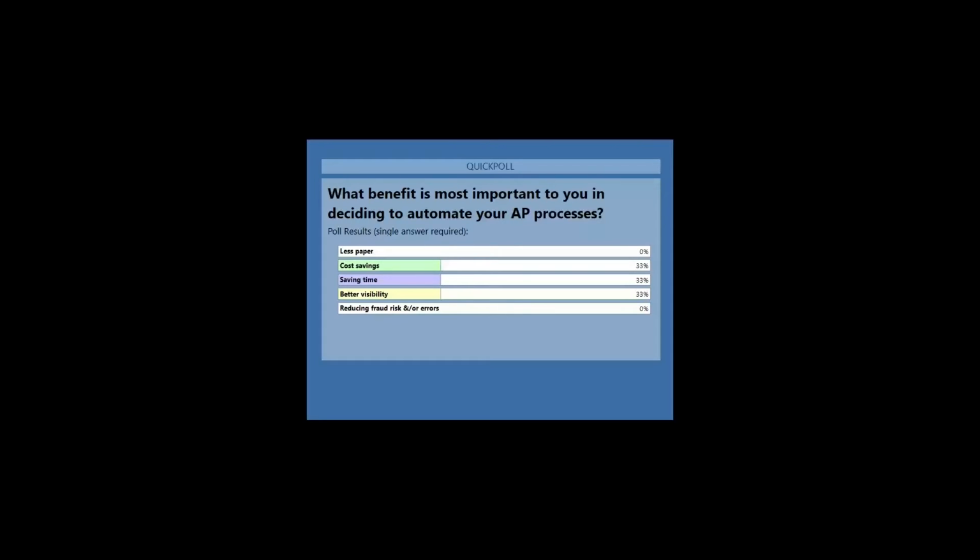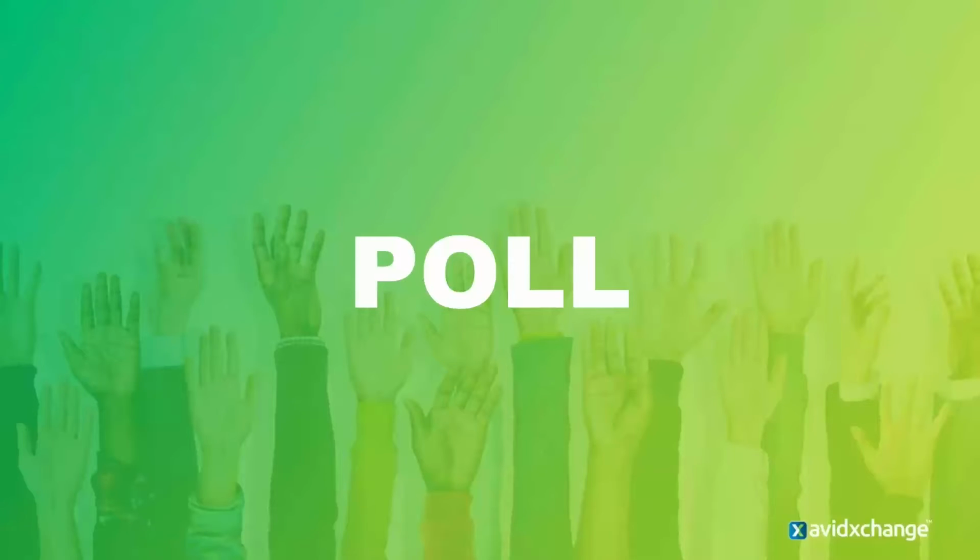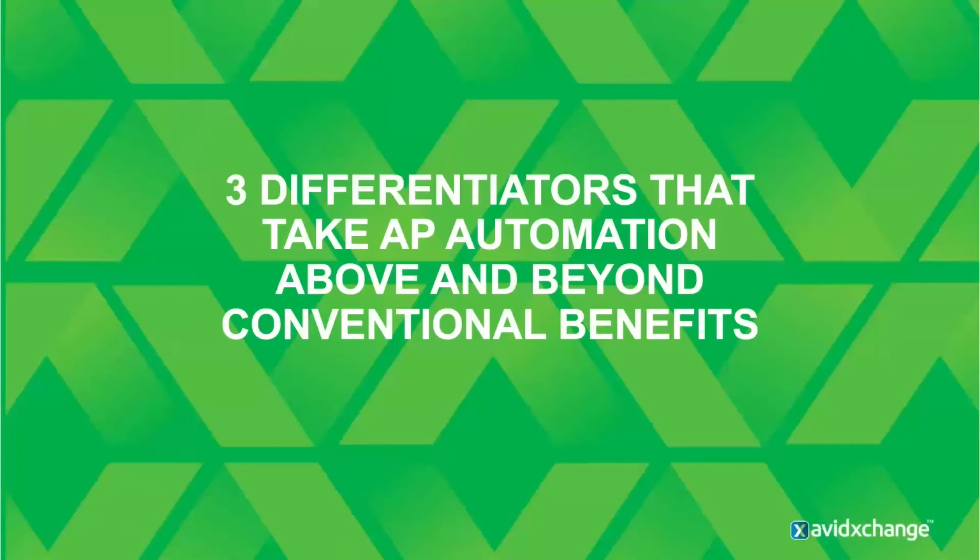It looks like we have about 33% for the cost savings, saving time, and better visibility. Love that. And that sounds about right. It's in line with what we hear when we're out and about talking to people in the field. So great. Thank you, everyone, for taking the time to answer that. So now let's talk about 3 differentiators that take AP automation above and beyond conventional benefits.